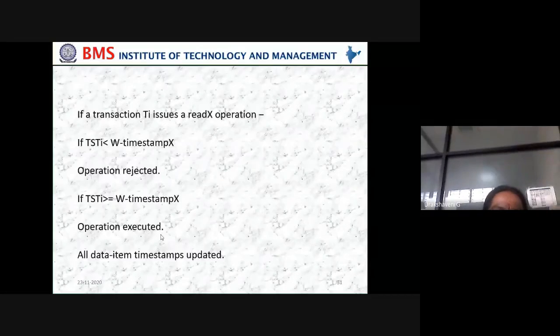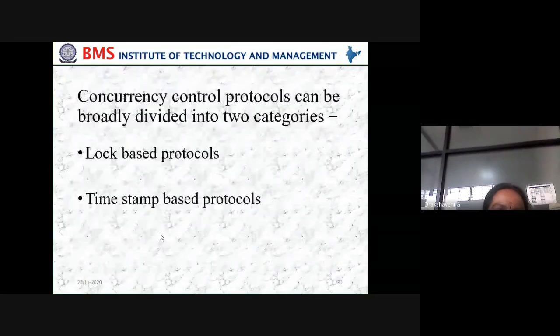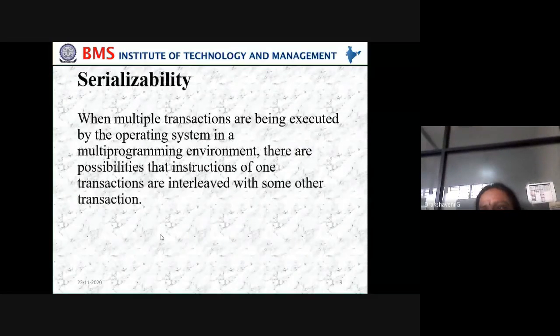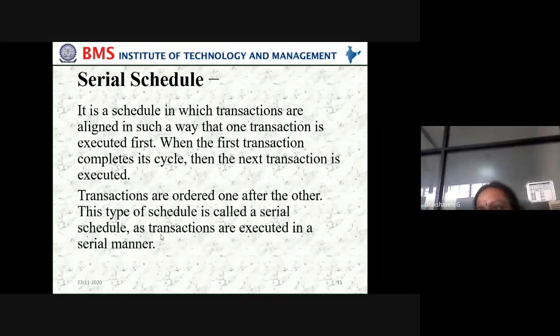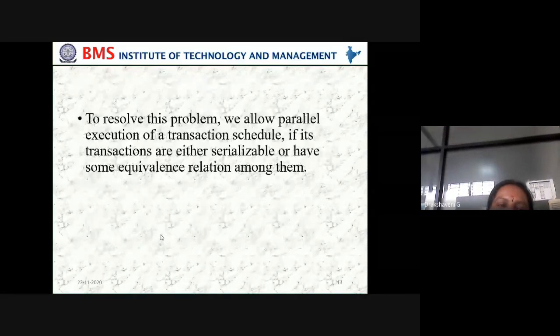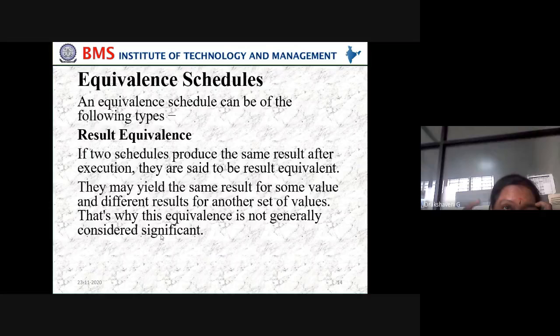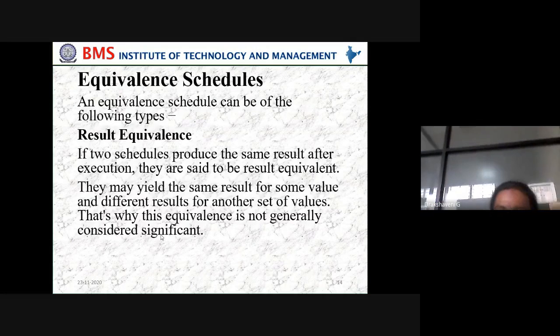So before that, what did we do today? We have started with the last unit, that is transaction management. In that we have seen what is transaction, what is atomicity, what is consistency, what is isolation, what is durability. Then we have seen scheduling, serializability, all this we have seen.